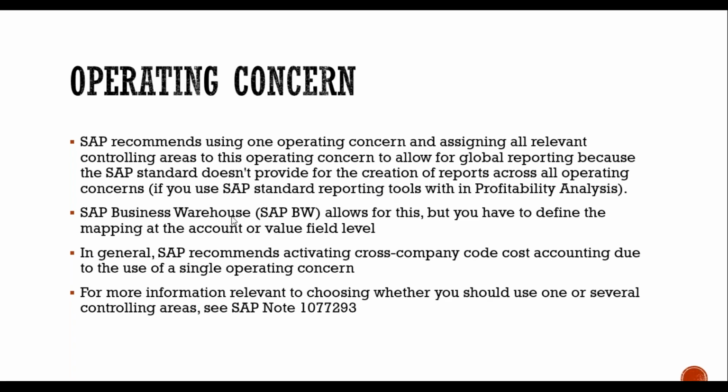This is SAP BW, we don't need to go into that. In general, SAP recommends activating cross-company code cost accounting due to the use of a single operating concern. For more information on choosing whether you should use one or several controlling areas, you can refer to this SAP note. It will tell you when to use the single operating concern for multiple controlling areas. The answer is the same: if you want global reporting. If you are okay with individual reporting, then you can use one operating concern for one controlling area, which means multiple operating concerns for multiple controlling areas.